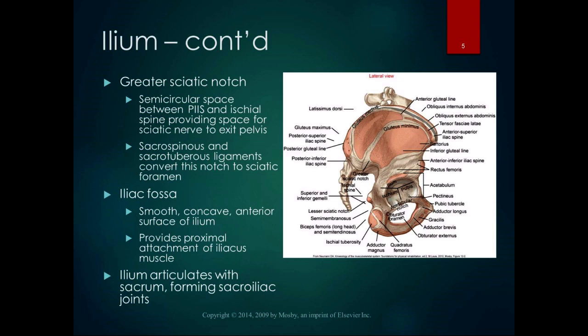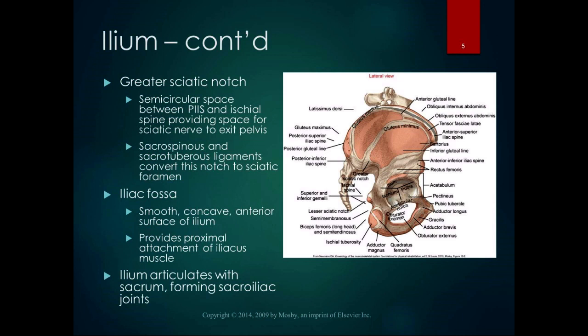The sciatic nerve is huge. It's one of the biggest, longest peripheral nerves in our body. It's about the thickness of your thumb, so it needs some space to get out there and go down the back of your leg. The sacrospinous and sacrotuberous ligaments sort of close the circle, and they convert the greater sciatic notch to the sciatic foramen. So they just close the end of that circle.